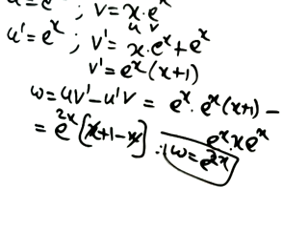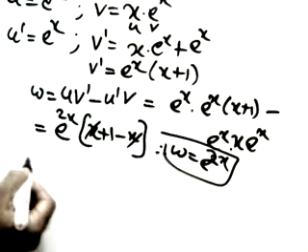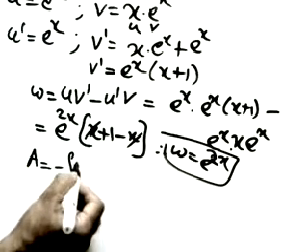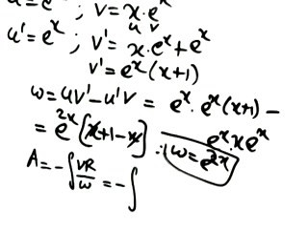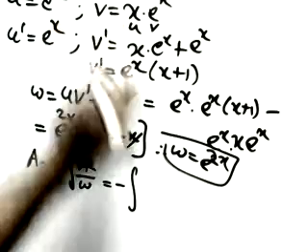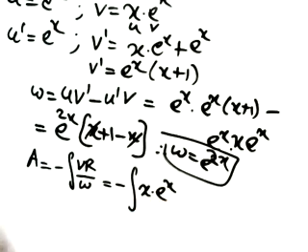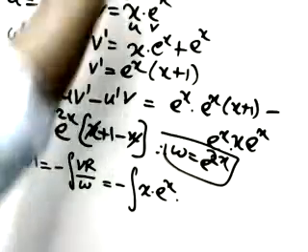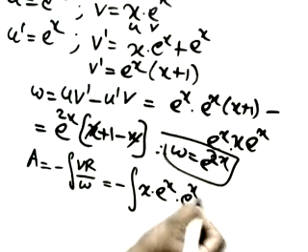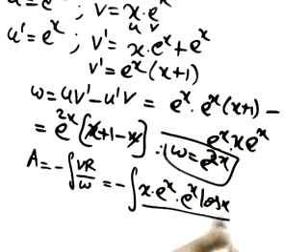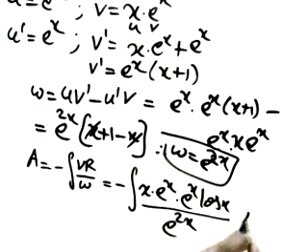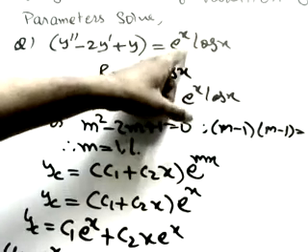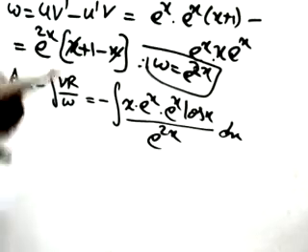So we got the next step also. Now we have to find A and B. What is the formula of A? A equals minus integration of v into R by W. The value of v here is x into e power x, and R is e power x log x, divided by W, where the value of W is e power 2x. Whatever the right-hand side is, we denoted this by R.